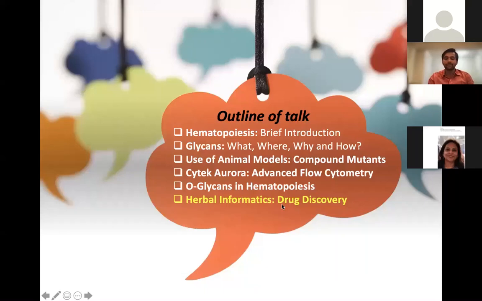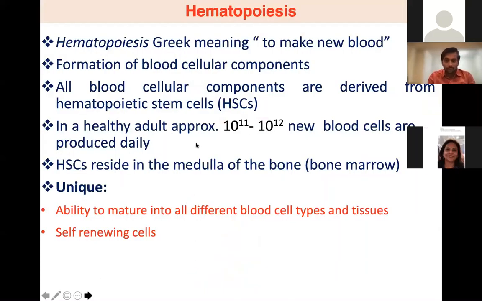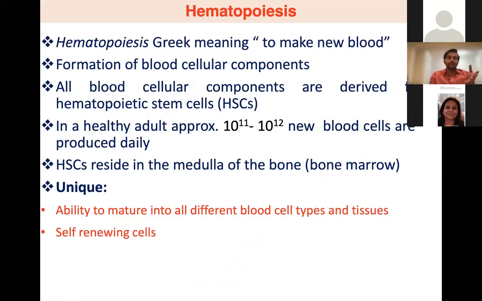So starting from the introduction of hematopoiesis, as you all know, you must have heard that hematopoiesis is the process for the generation of new blood cells, and they produce the blood cellular components, and all the blood cellular components are derived from the hematopoietic stem cells. In adults, we have trillions of cells produced daily, and these hematopoietic stem cells generally reside in the medulla of the bone. They are unique because they have self-renewal capacity and the ability to differentiate into any cell types and tissue.